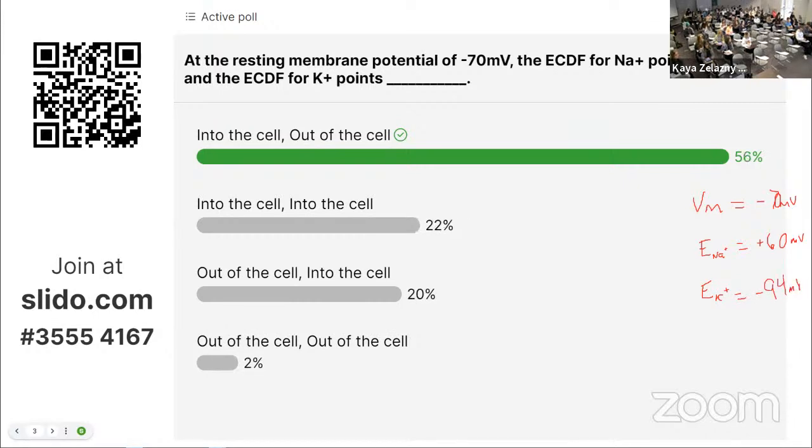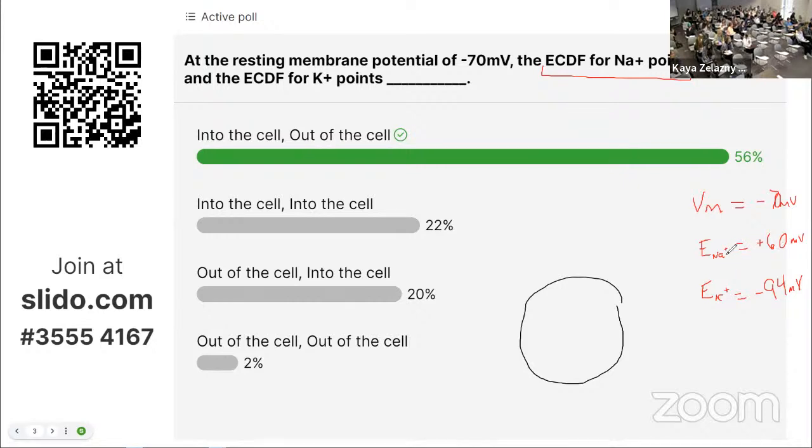So for the first part of this question, starting at rest, we're first going to think about sodium. So we're thinking about a cell, -70 inside. We're thinking about that equilibrium potential for sodium is +60. So sodium wants to move in whatever direction changes the inside of that cell to get closer to +60.